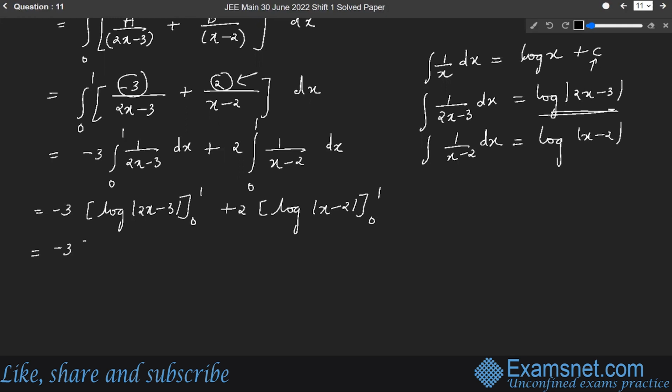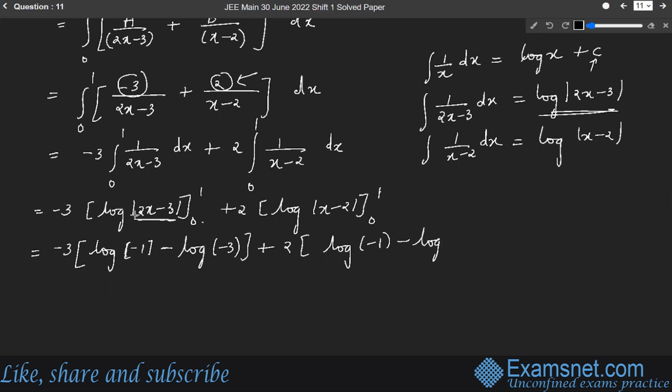So minus 3 into, when we put 1, here we have 2 into 1 minus 3. So what is 2 into 1? 2. 2 minus 3 is minus 1. So we have log of minus 1, right? Then minus. Now when we put 0, it will be 2 into 0 minus 3. So 0 minus 3 is minus 3. So log of minus 3, plus 2 into, when we put limits here, log of x minus 2, okay? So when we put 1, 1 minus 2 is minus 1. Minus, when we put 0, it will be 0 minus 2. So log of minus 2.